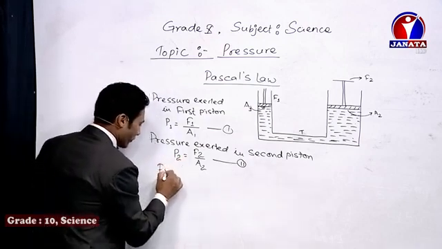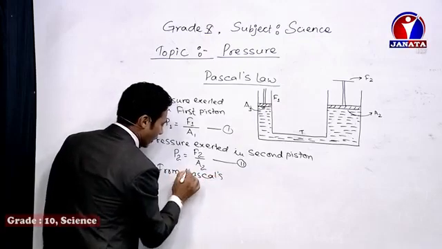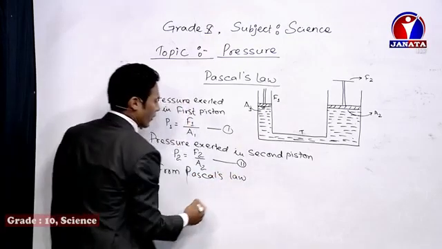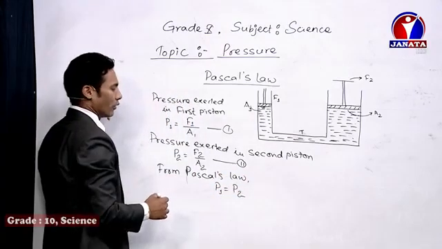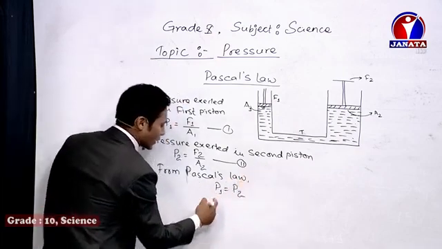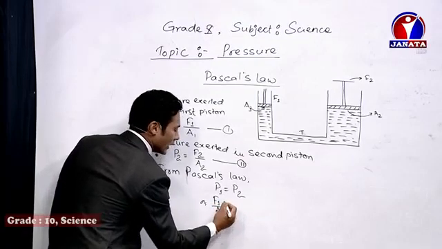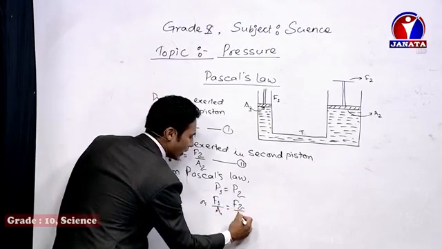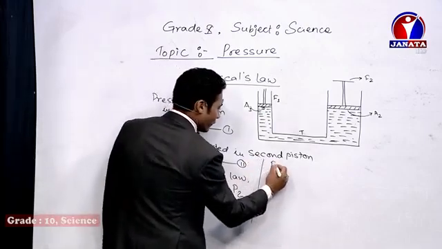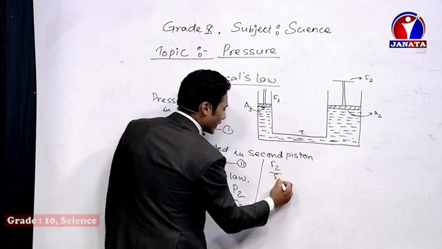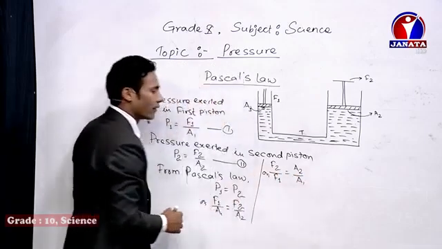So from Pascal's law, we can write down P1 equals P2. If P1 and P2 are equal, let's put in the values of P1 and P2. This is F1 by A1 equals F2 by A2. One more step here: F2 by F1 equals A2 by A1.